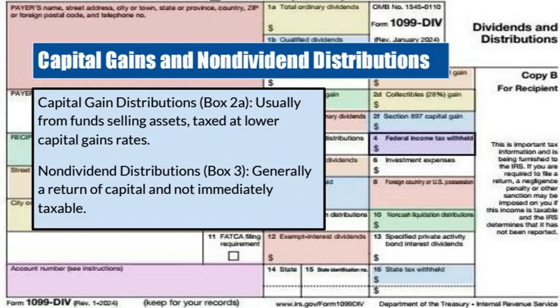The form also includes sections for non-taxable distributions, such as non-dividend distributions, Box 3, which are considered a return of your investment capital and reduce your cost basis.